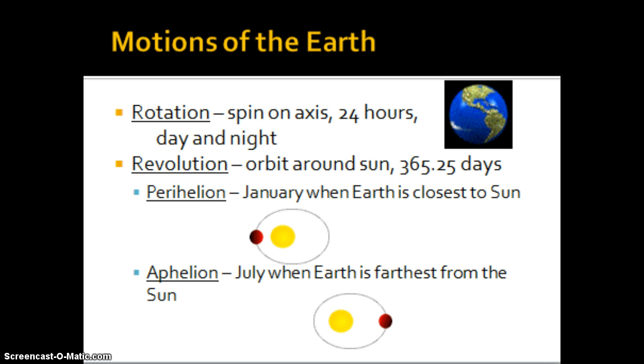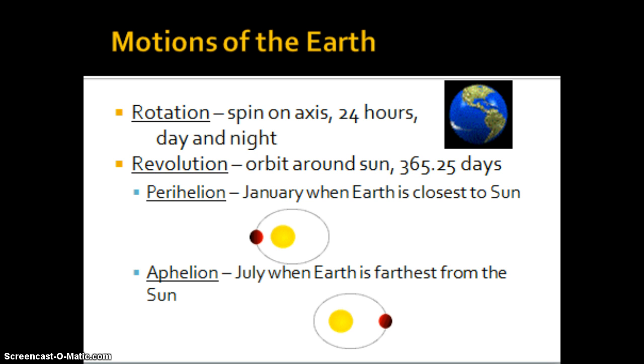When we talk about the motions of Earth, the main two we all know are rotation and revolution. We know that Earth is rotating, or spinning on its axis, and it takes 24 hours to complete one full rotation. This is the reason that we experience day and night. When we are facing away from the Sun, it is nighttime, and then when we rotate around 12 hours later, we experience daytime because we are pointing directly at the Sun.